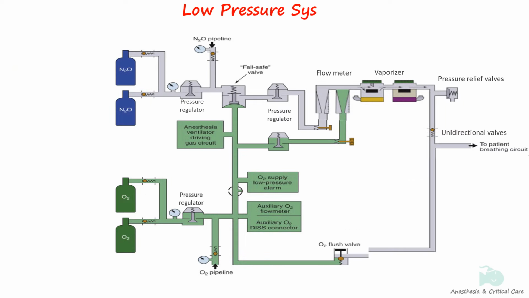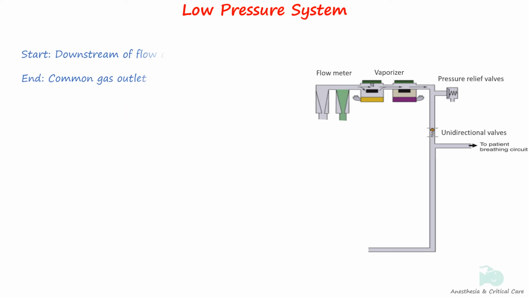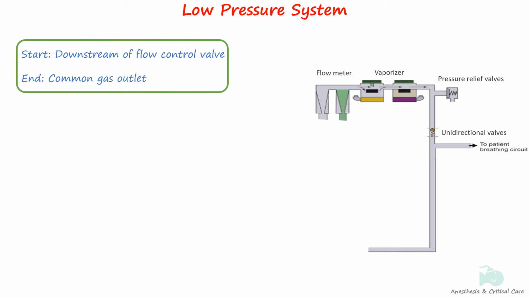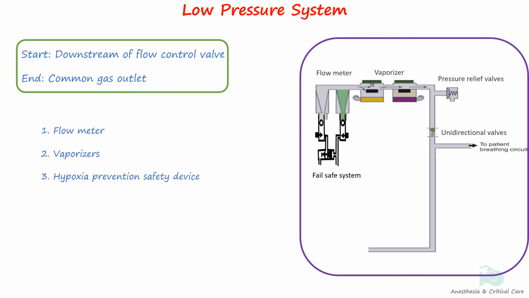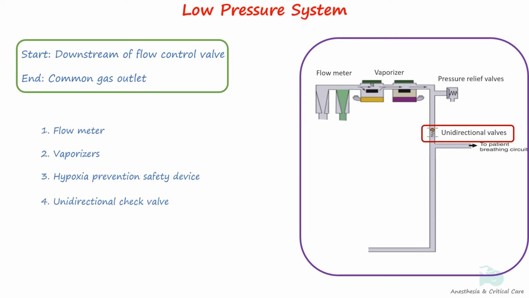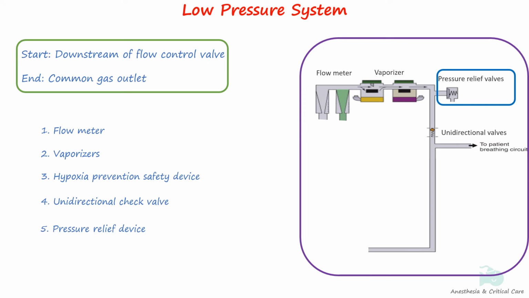The low pressure system is located downstream of the flow control valves. The pressure in this system is slightly above atmospheric pressure and highly variable. The system contains flow meters, vaporizers and their mounting devices, hypoxia prevention safety devices that automatically regulate the flow of oxygen and nitrous oxide, unidirectional valves, pressure relief devices, and the common gas outlet.